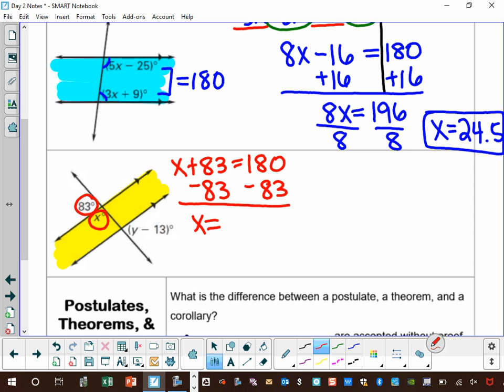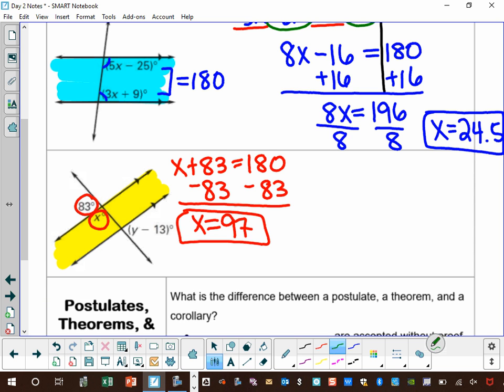Are you just guessing? Yes, ma'am. 180 minus 83 is what? You guys have calculators? 97. Thank you. It should not take 3 tries. All right, so x is 97. That's half of our problem.